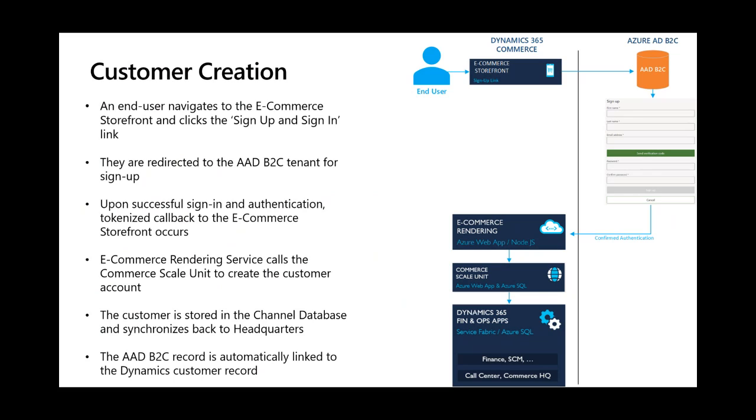And let's take a look at how that process happens. Again, when an end user comes to the e-commerce storefront, they're redirected to the B2C tenant. They go through the sign-up process, and upon a successful sign-up, they're confirmed to be authenticated and redirected back to the rendering service. Now, when they're back in the e-commerce site, rendering knows to check against the commerce scale unit and enter that information. It's carrying the token through from that authentication, and now the commerce scale unit creates a new customer record.